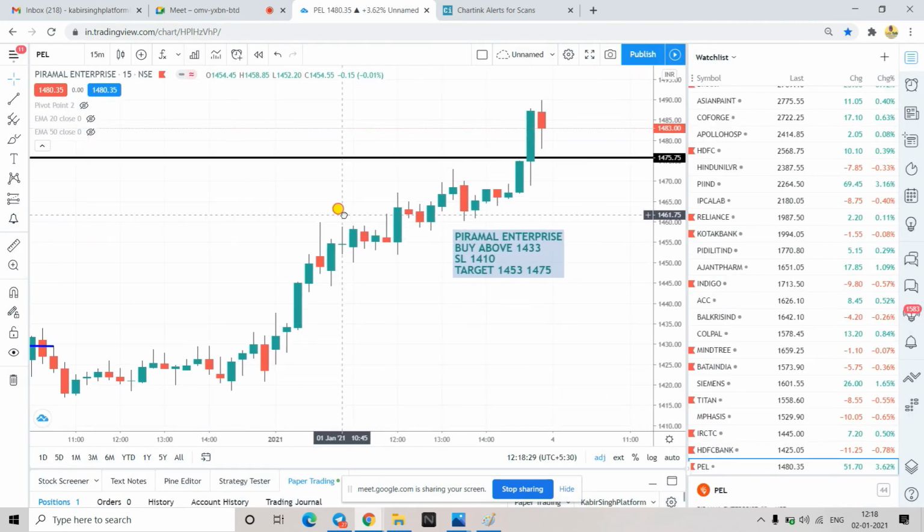So in PEL, the same thing happened. You got an alert at 10:03. So this is the candle where you got the alert. In this case, the high was also broken, and then it has given a very good move from 52 to 80, 83 around. So almost a 30-point move you got.